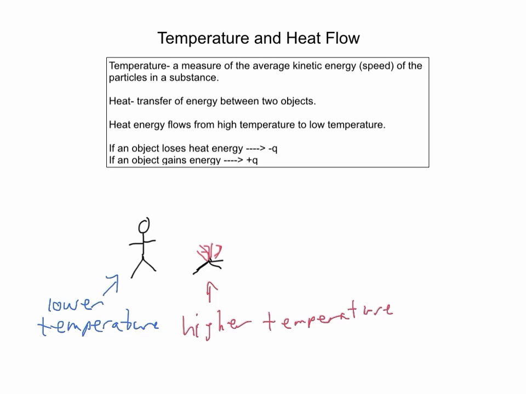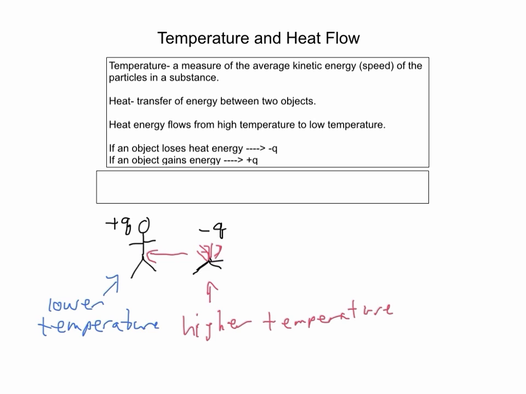Because heat flows from high temperature to low temperature, heat will flow from the fire to me. So that red arrow represents the direction of heat flow. Energy flows from the fire to me. That means because energy is leaving the fire, it has a negative Q. It's losing energy, and because it's flowing to me, I have a positive Q because I am gaining energy.